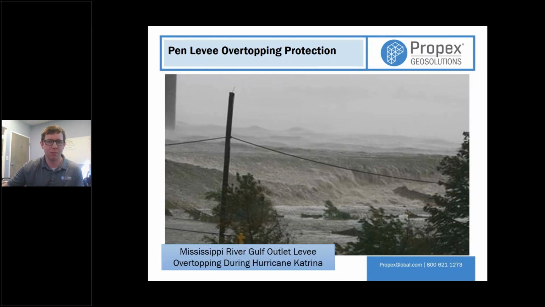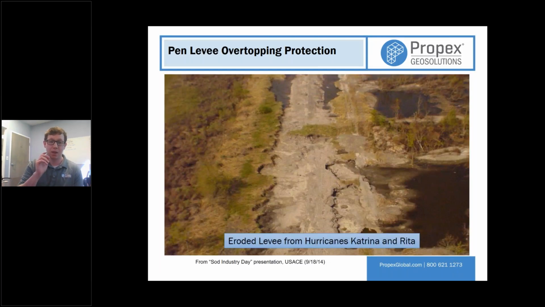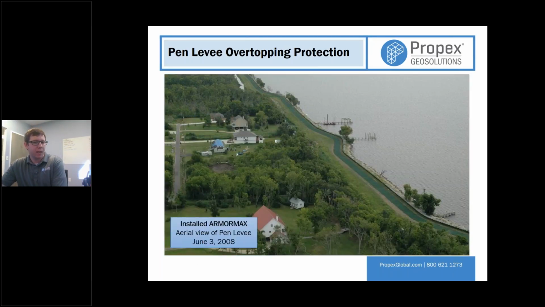But we really saw the cause of things after everything dried up a little bit. These were the levees. The levees overtopped and started eroding from the backside at the toe, working their way back up. And so we saw a need. There was a need for protection. In 2008, this was a Penn levee in Lafitte, Louisiana. This was the backside protection.